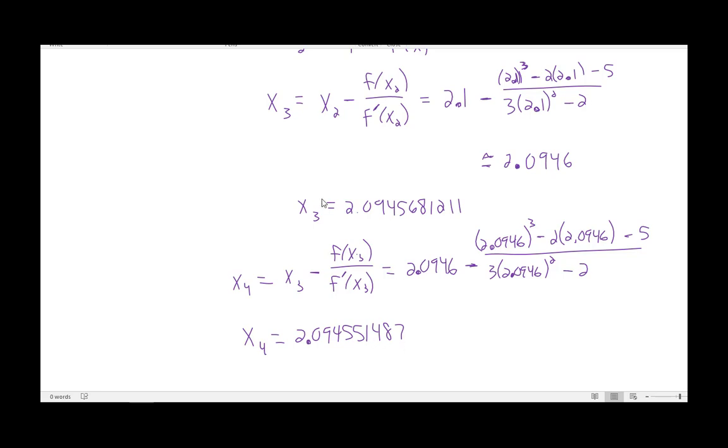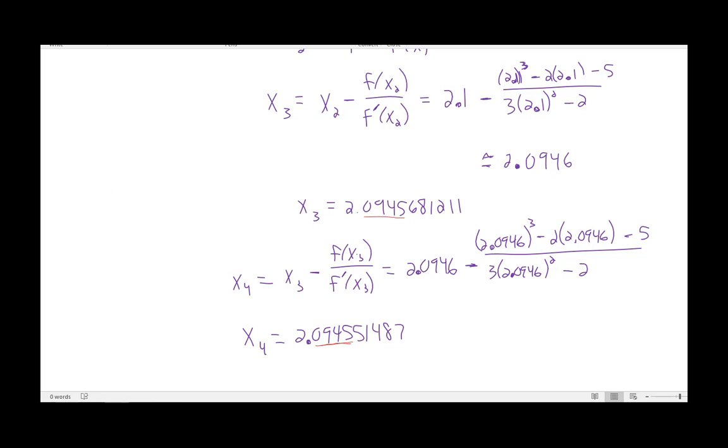All right, now plugging that into a calculator, we get 2.09455147. Now we can see that out to our fourth guess, we've got 09455, we've got 09456. So we got 0945, we got 0945. So already out to 4 decimal places, we're starting to have no error. We're not getting error until the 5th decimal place.